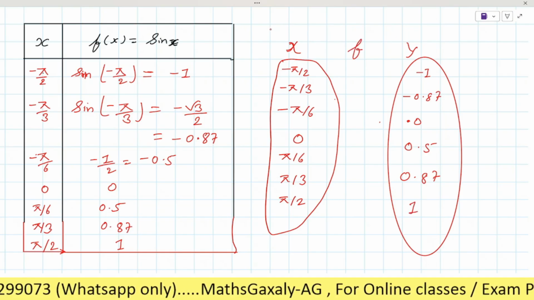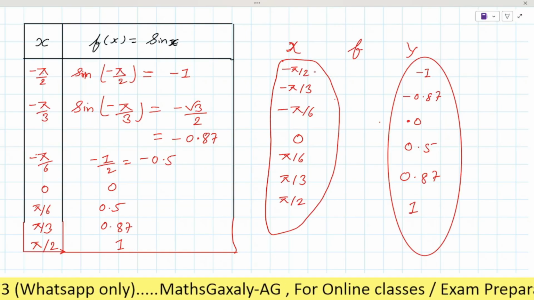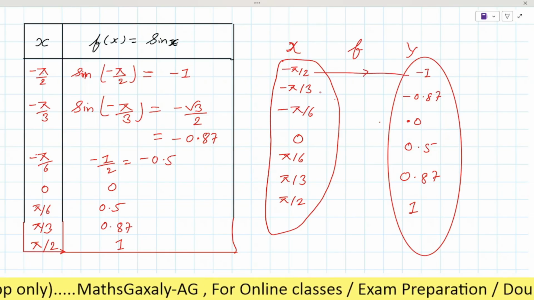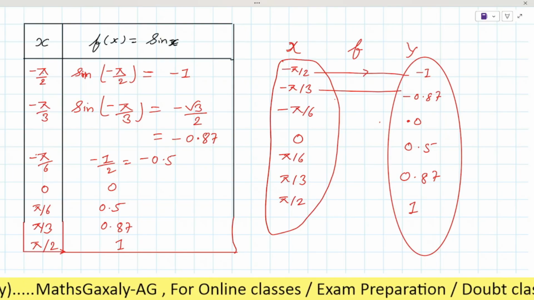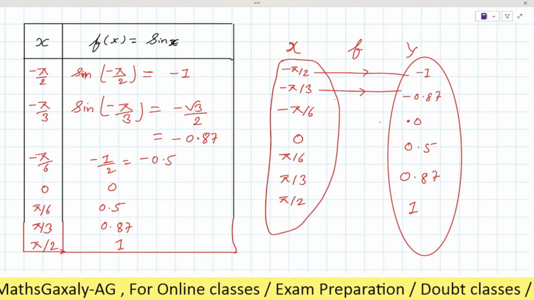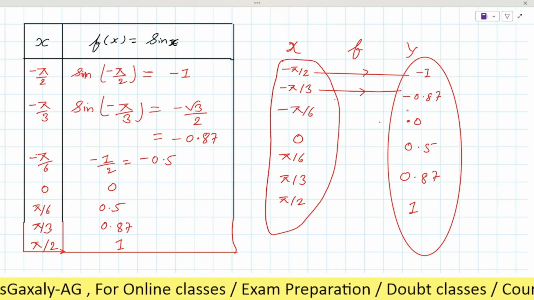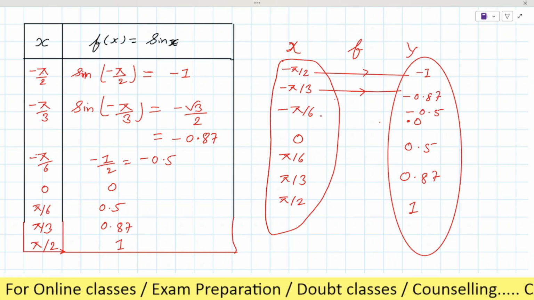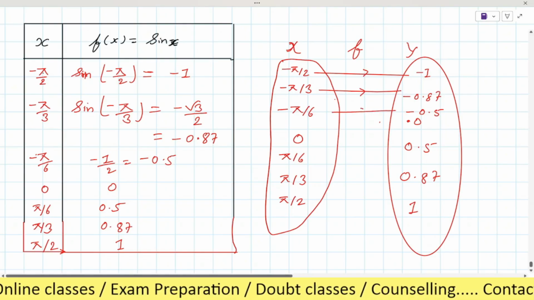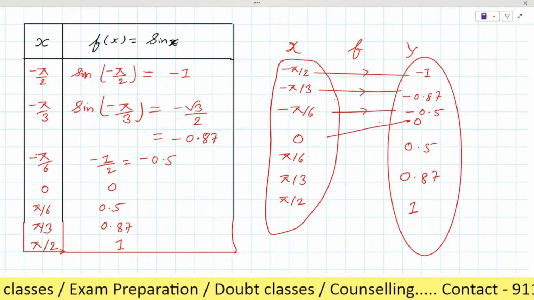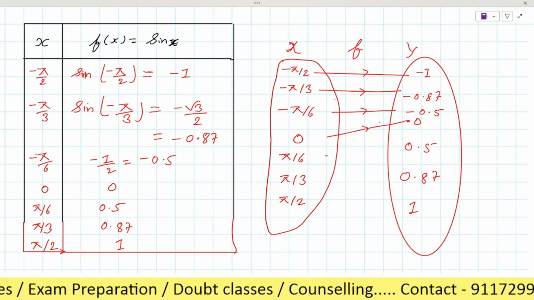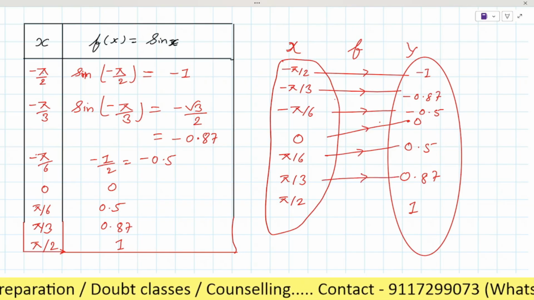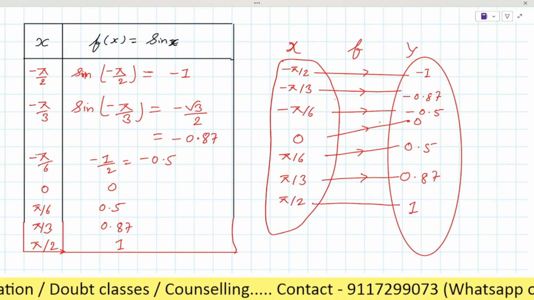So when we establish the function, it will vary like this: minus pi by 2, its value will be minus 1, right? Minus pi by 3, its value will be minus 0.87, right? Here I have skipped minus 0.5, है ना? So minus pi by 6, it will be minus 0.5. For 0, it will be 0, right? Pi by 6, it will be 0.5. Pi by 3, it will be 0.87. Pi by 2, it will be 1.